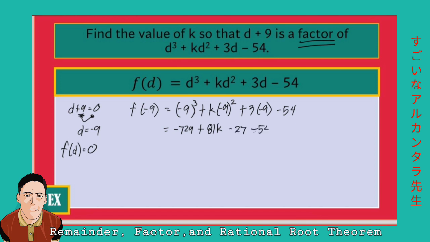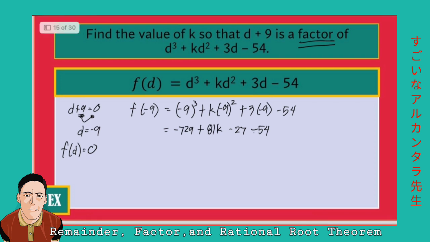And again, so that this will be quick, we want our f of d to become 0. Since this is our f of d, this will now become 0. So to continue with this, let us first simplify. Keep our 0 here. -729 minus 27 minus 54.